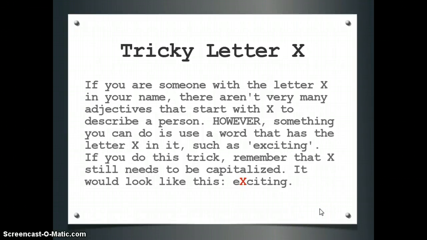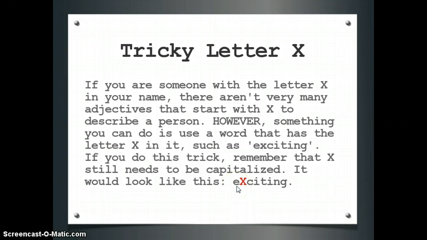Now, there's one letter that's really tricky, and it's the letter X. Sometimes it's hard to find an adjective to describe a person that starts with the letter X. So what you can do, if you have an X in your name, is find a word that has an X in it that makes the X sound, but doesn't necessarily begin with the letter X. The word that I decided would describe several people is exciting.